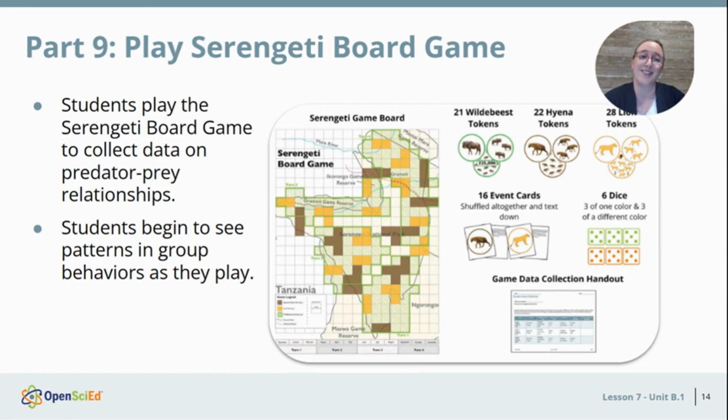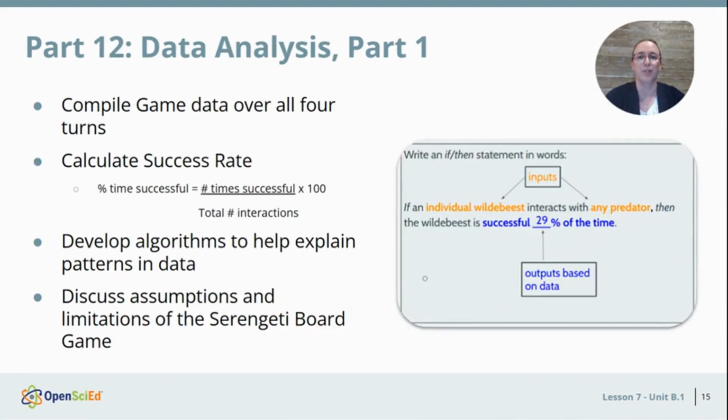We will use this data later to make sense of the patterns we see and how that data can be used to make conclusions about group behaviors. In Part 12, students start compiling data and thinking about patterns within the data. They begin to understand the importance of group behaviors in species and how it relates to their survival. It is during this data analysis that students begin to ask questions about what other animals are found in the Serengeti ecosystem and whether there are other interactions between other species, which leads us into Lesson 8.